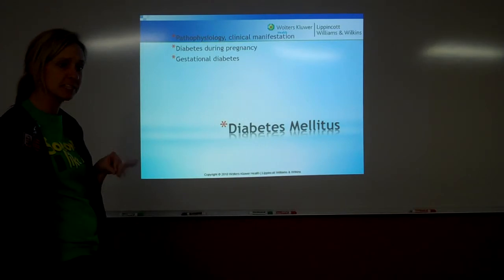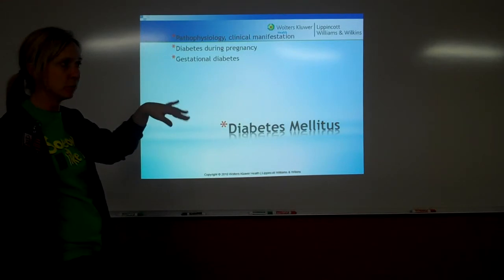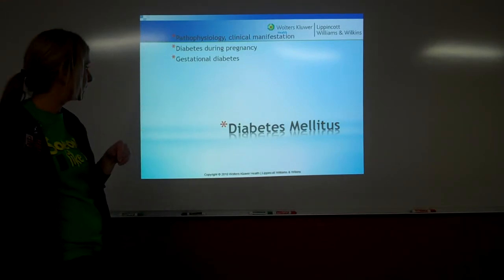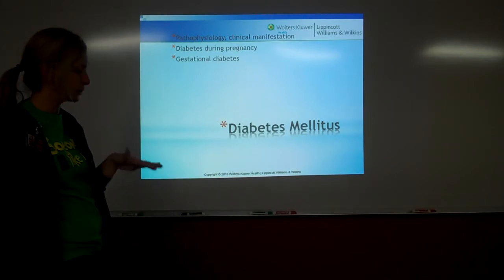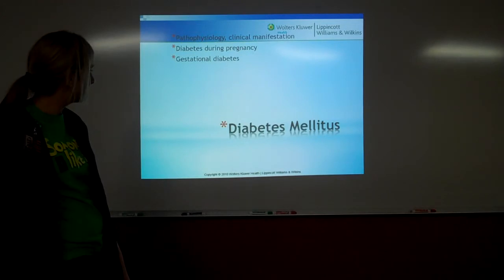After delivery, you will see hypoglycemia in the baby. So mom's blood sugar's been really, really high, so the fetus starts making more insulin. When the baby's born, it continues to make that insulin, but it no longer has the high blood sugars from mom, so its blood sugar will drop. Babies will tend to be macrosomic, which are large babies, so they're at increased risk for shoulder dystocia.